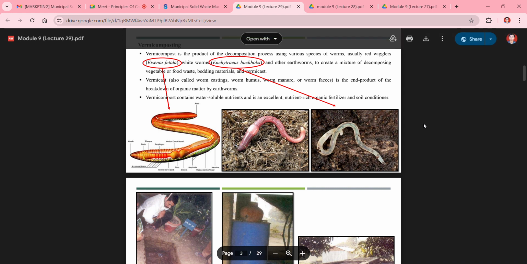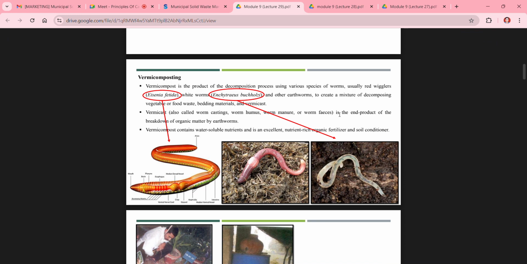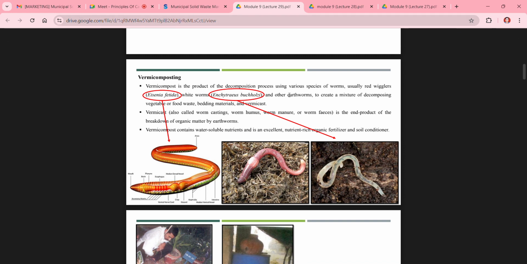So these earthworms will eat the solid waste material, decompose it and convert it into vermicompost. So vermicompost is the product of a decomposition process using various species of worms. Usually these are red wigglers, white worms, and other earthworms, to create a mixture of decomposing vegetable or food waste, bedding material and vermicast.